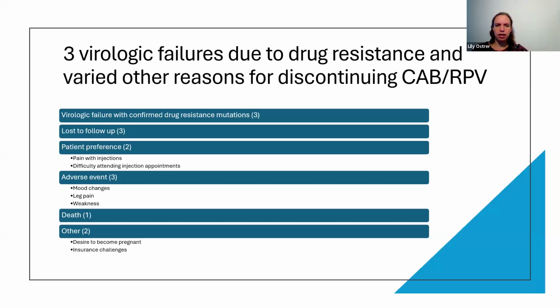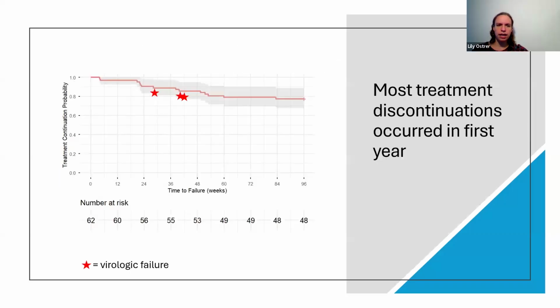There were 3 adverse drug events reported. There was 1 death in the cohort, and then 2 discontinued for other reasons, one due to a desire to become pregnant and another due to insurance challenges. This also shows that most treatment discontinuations occurred in the first year.